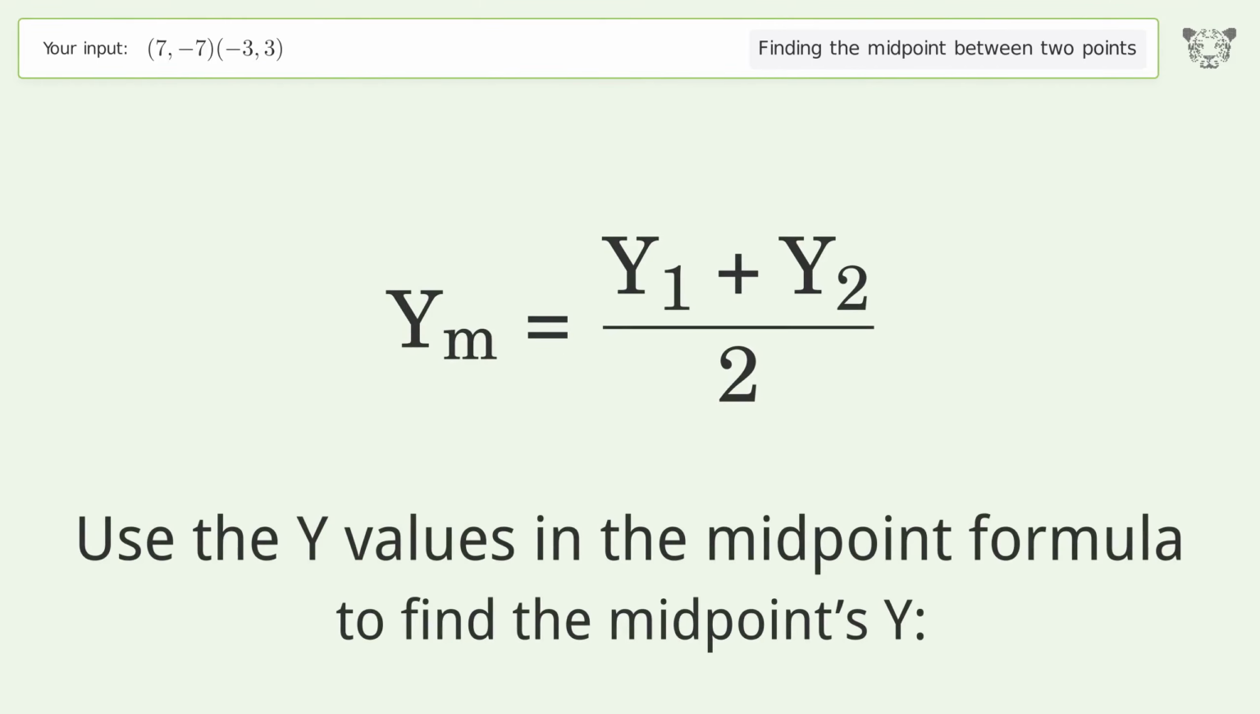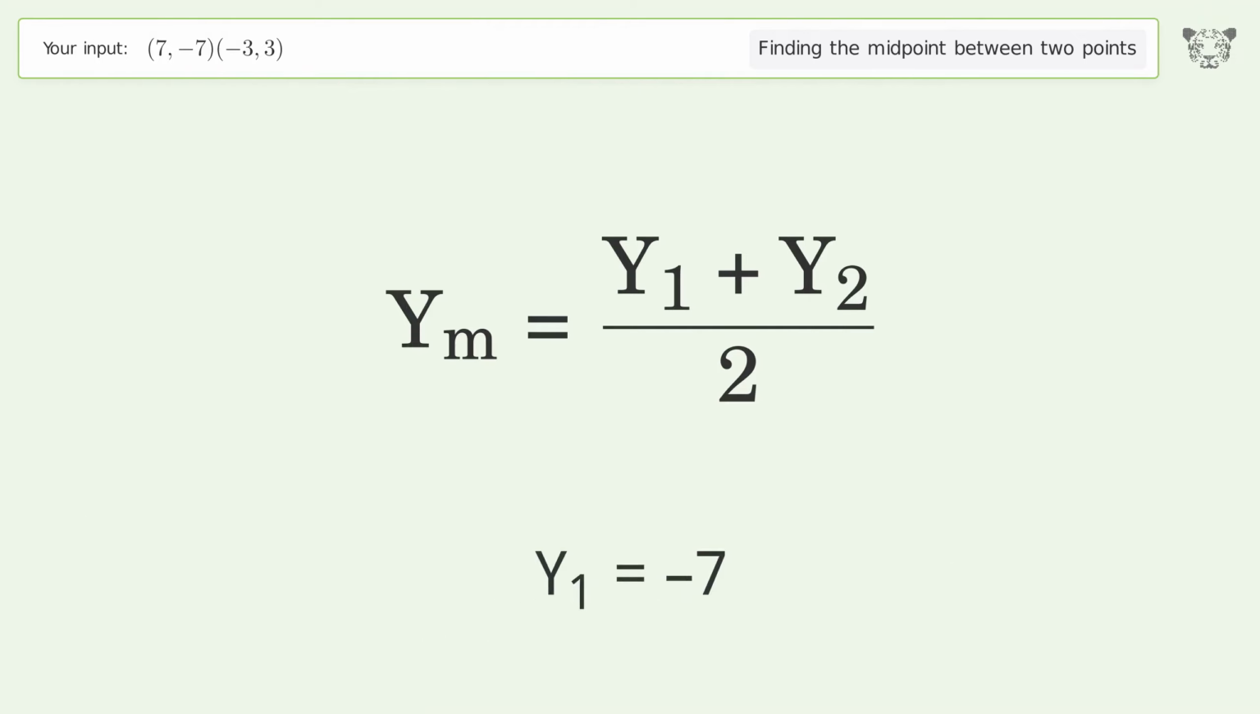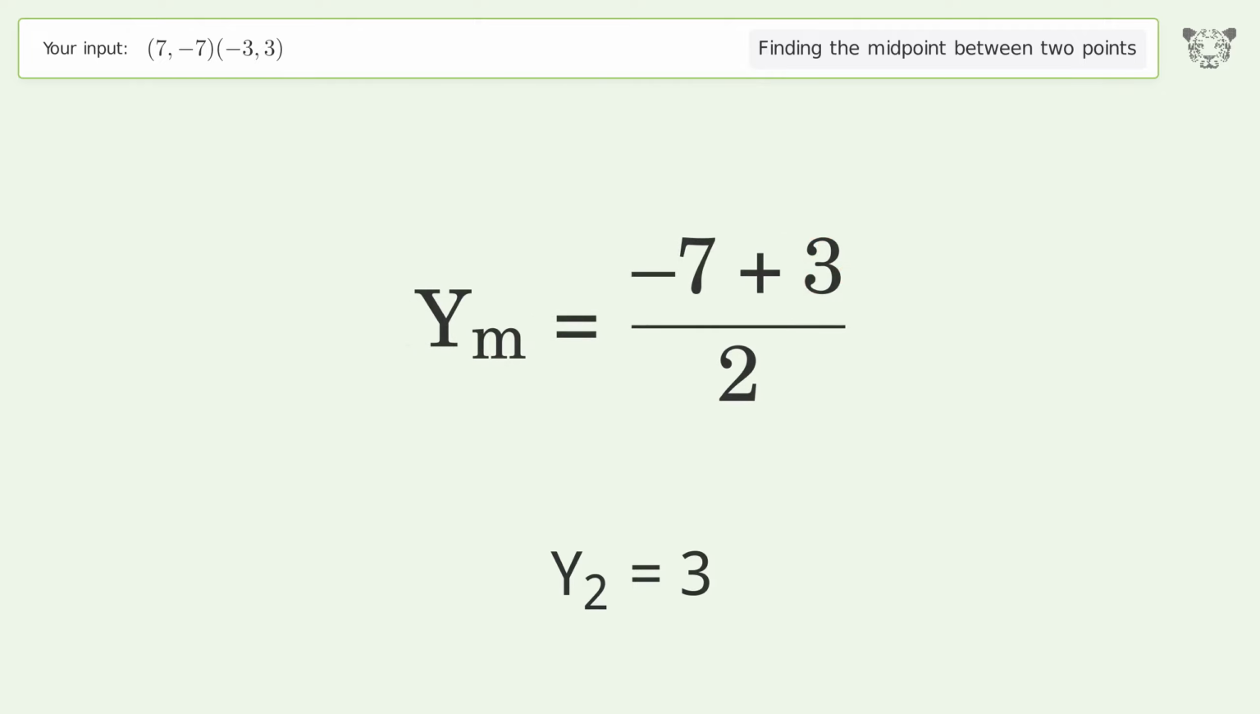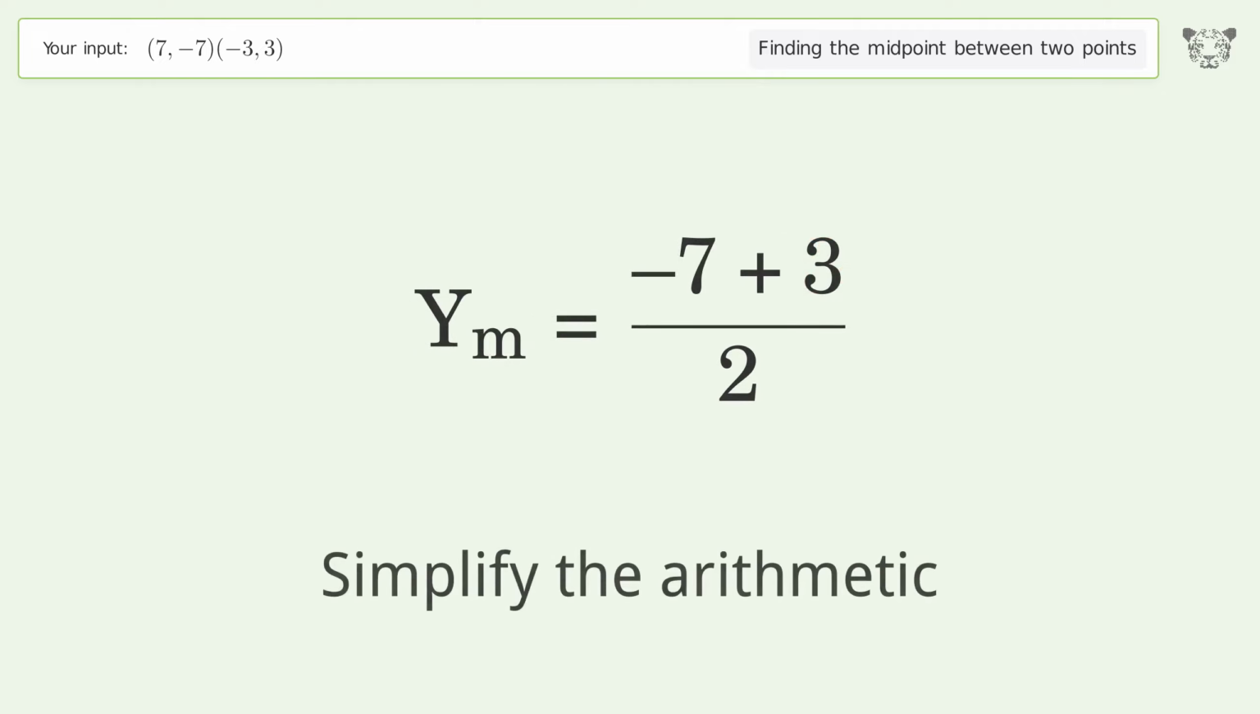Use the y values in the midpoint formula to find the midpoints y. y1 equals -7. y2 equals 3. Simplify the arithmetic.